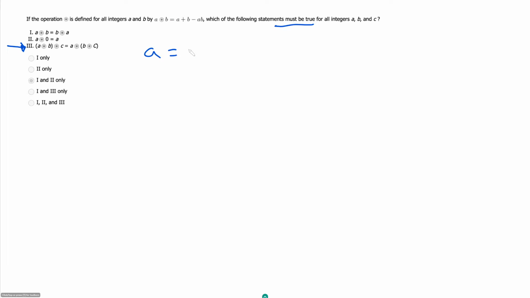If I'm testing numbers here, what I'm doing is choosing values for a and b. So I'll say a is 2, b is 3. I want to choose unique numbers for them. And this is a must-be-true question. So before I start plugging in these numbers, let's think about what that means.